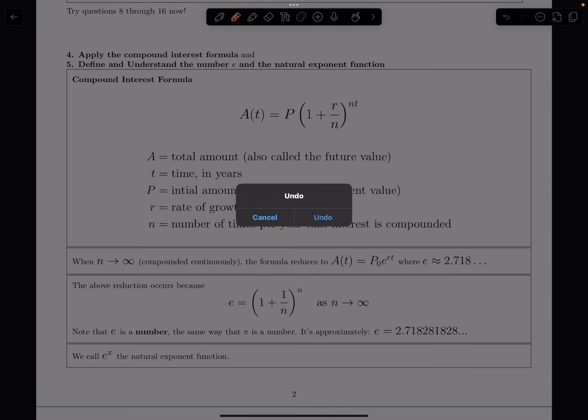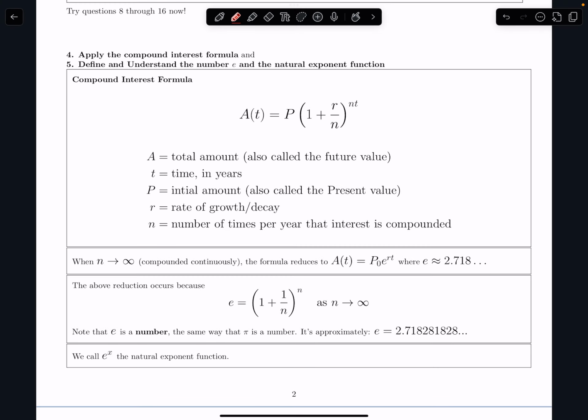Hey guys, this is the last two topics for 3.1. We're going to cover both at the same time. Number 4, apply the compound interest formula. And then number 5, define and understand the number e and the natural exponent function.